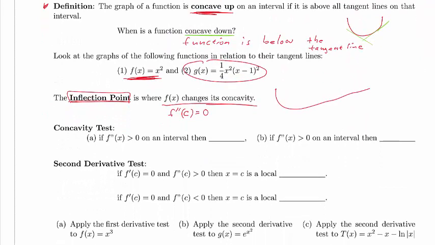And so this brings us to our concavity test. If the second derivative of f of x is greater than 0 on an interval, then the function is concave up on that interval. And if f double prime of x is, well, they can't both be greater than 0. Less than 0 on an interval, then we are concave down.